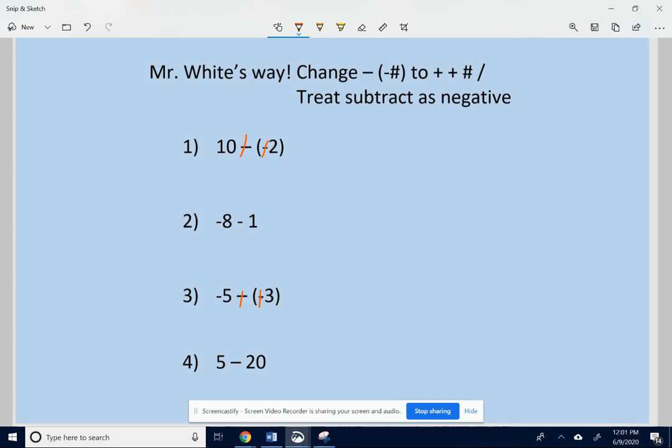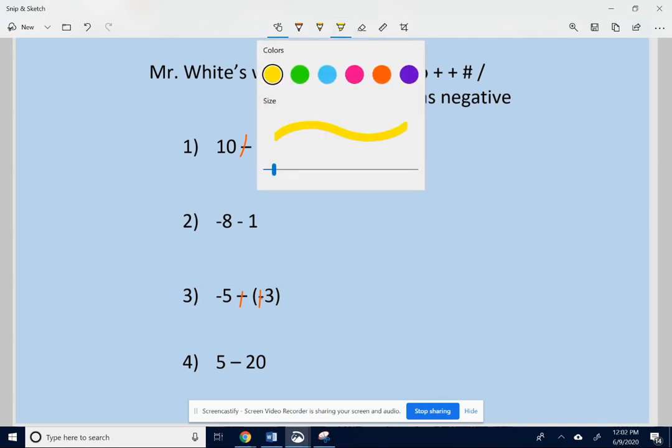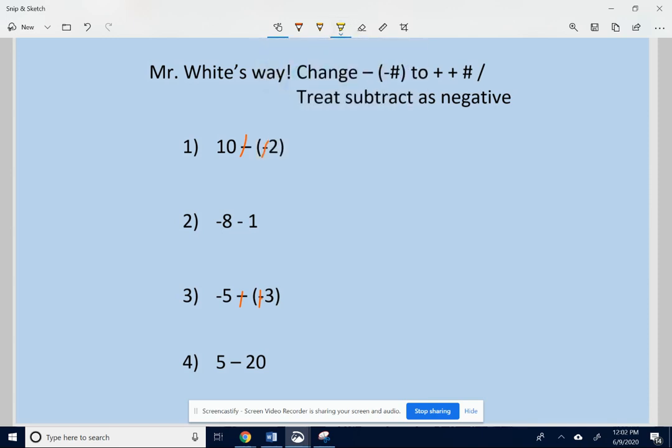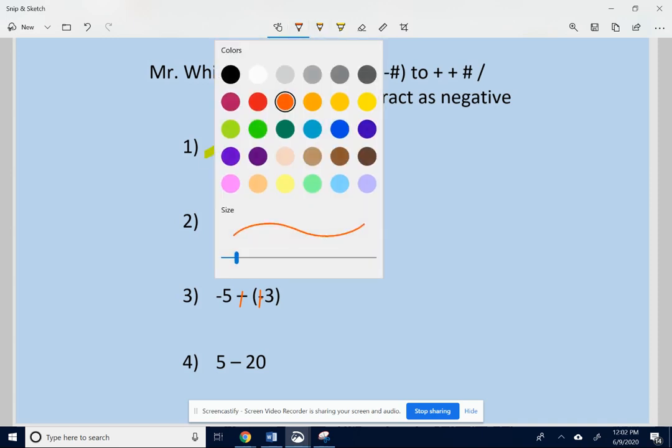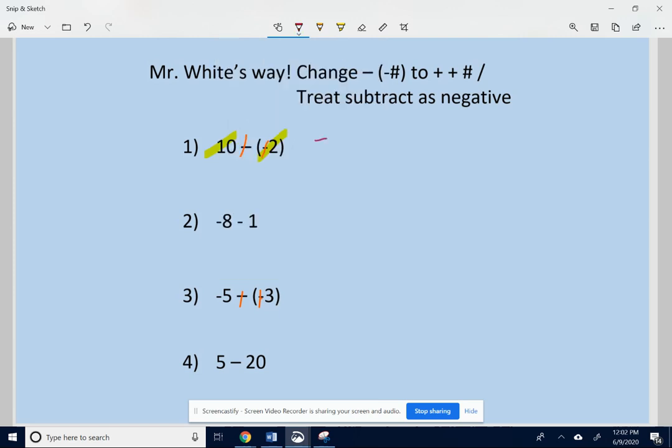Now for all the other problems, I'm just going to think addition. Whenever I see 2 numbers, I'm going to think of adding them together. And if I see a subtraction symbol, I'm going to treat it as a negative number. I'll highlight, maybe that'll help a little bit. So number 1, I see a positive 10 added to a positive 2. So I know my answer is 12.